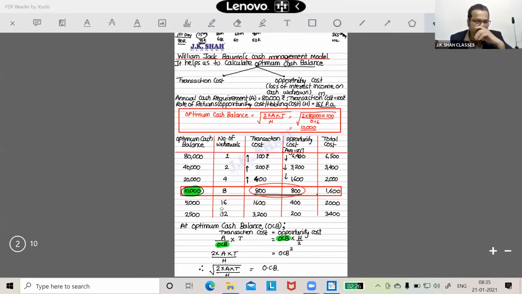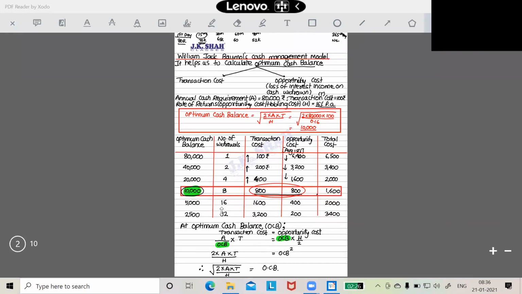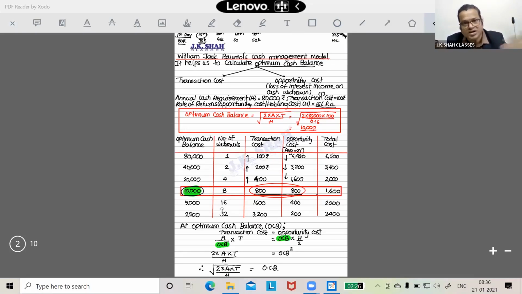Yes, Mosi, tell me. Good morning, sir. Sir, I'm audible. Morning. Yeah, very much. Sir, I've got this doubt. Sir, in this table, we've got everything that we have. It's for the entire year, right? For example, optimum cash balance is for the whole year. No, no. Number of withdrawals means we will keep maintaining 10,000. The moment that 10,000 finishes, we will again go and bring another 10,000 like that.